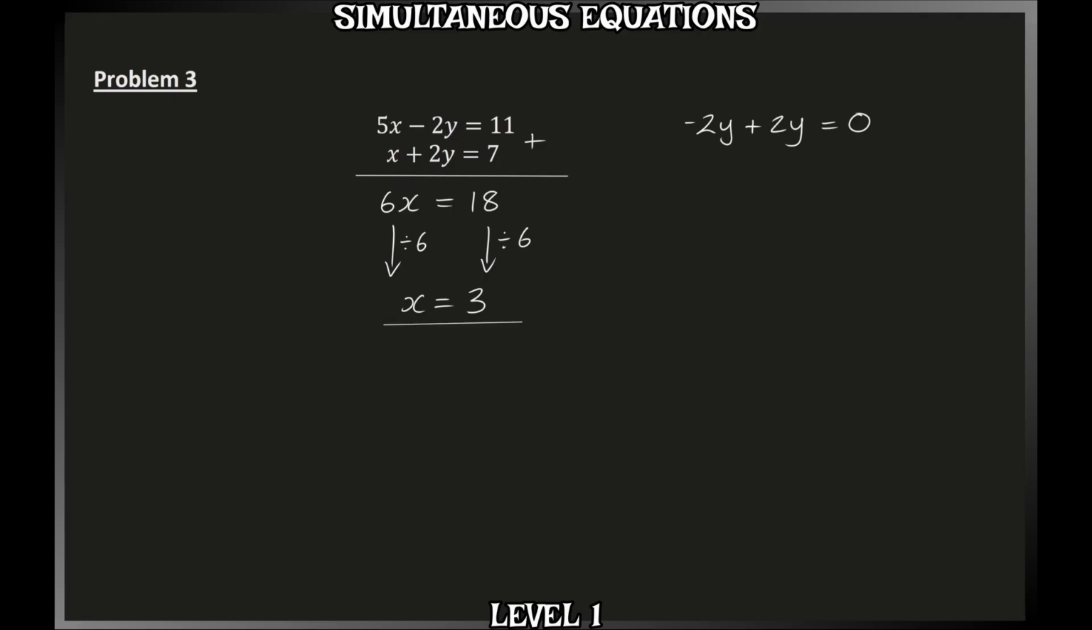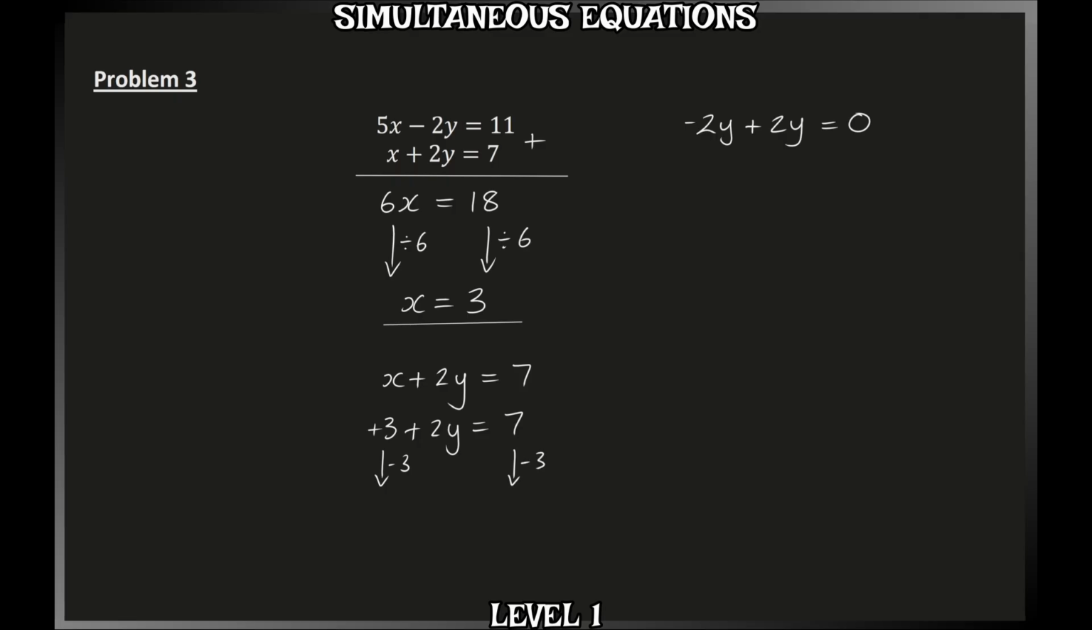To find the corresponding y value, we need to choose one of our original two equations to substitute this value of x into. The second equation looks far simpler, it's got smaller numbers and it also has a plus in it. So we're going to use the second equation for this, x plus 2y equals 7. If we substitute the x for 3, we have 3 plus 2y is equal to 7. We can now remove the positive 3 from the left hand side by subtracting 3 from the left and also subtracting 3 from the right.